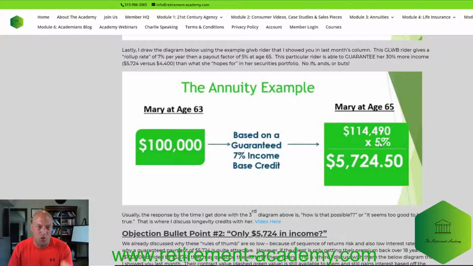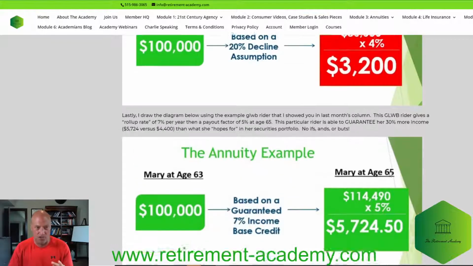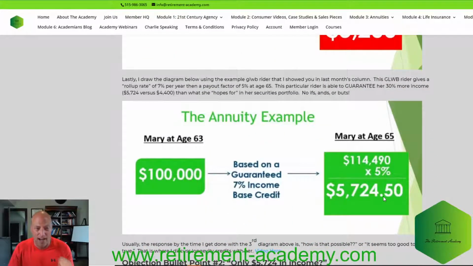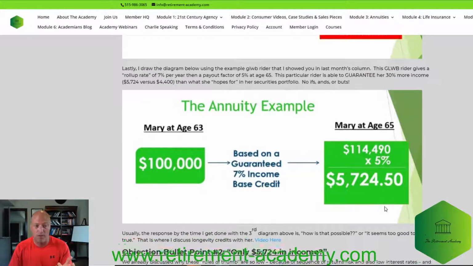But then what do you take from that balance at that point in time? Or what percentage, what is the payout factor that you take of that $114,490? Is it 4%? Is it 2.8%? No, it's not. It's 5%. That is $5,724, 100% guaranteed. No ifs, ands, or buts that we have up here. No ifs, ands, or buts. Forget the $4,400. Forget the $3,200. $5,724. That, my friends, is really the alpha that I believe annuities have, and that is through the pooling power that life insurance companies do.